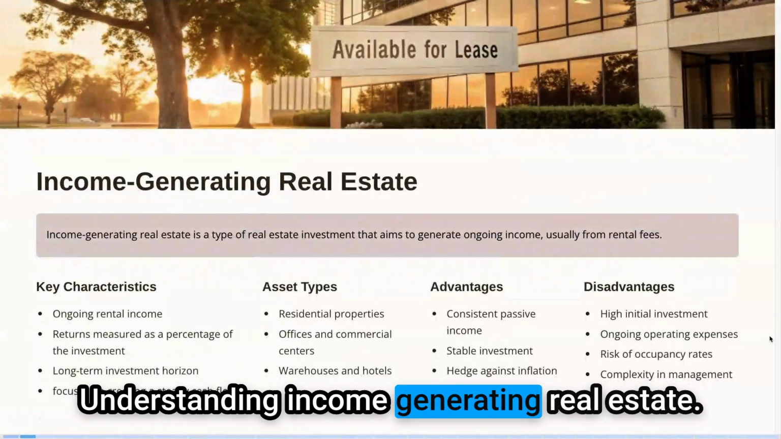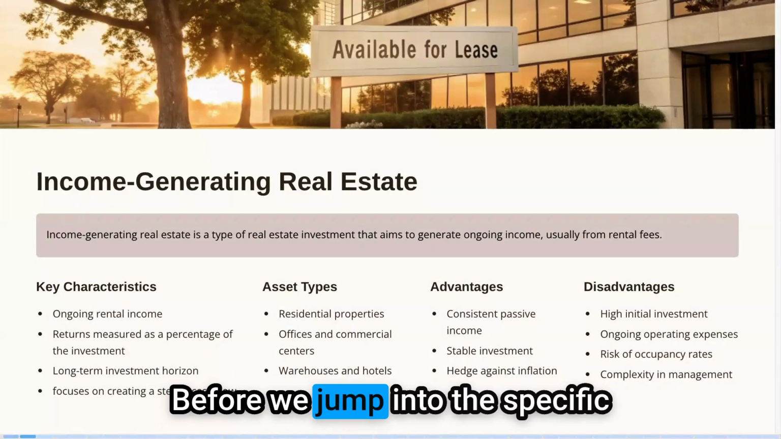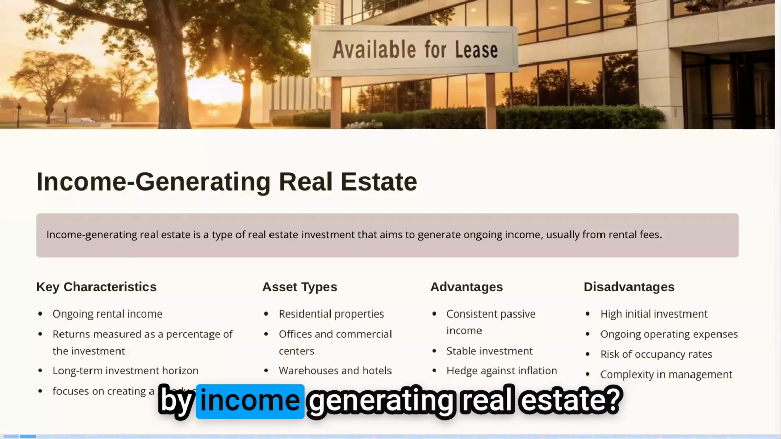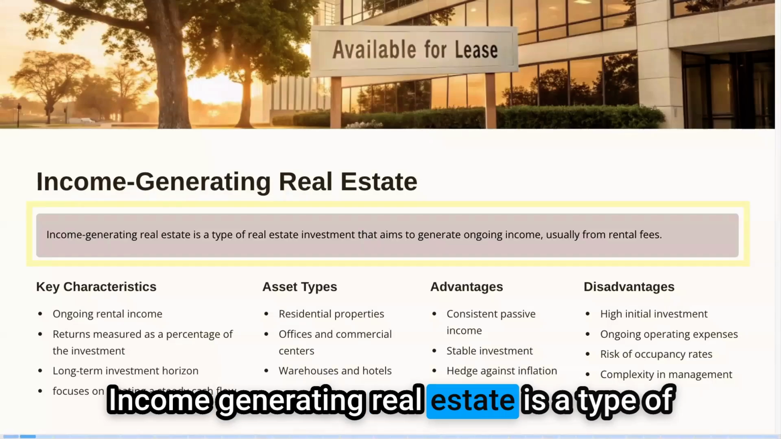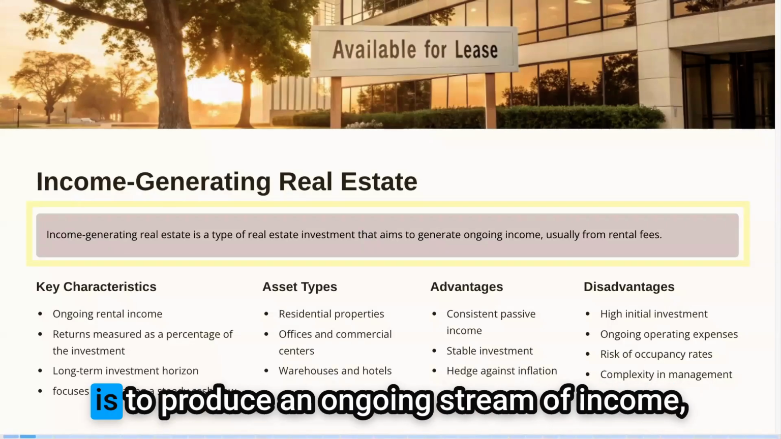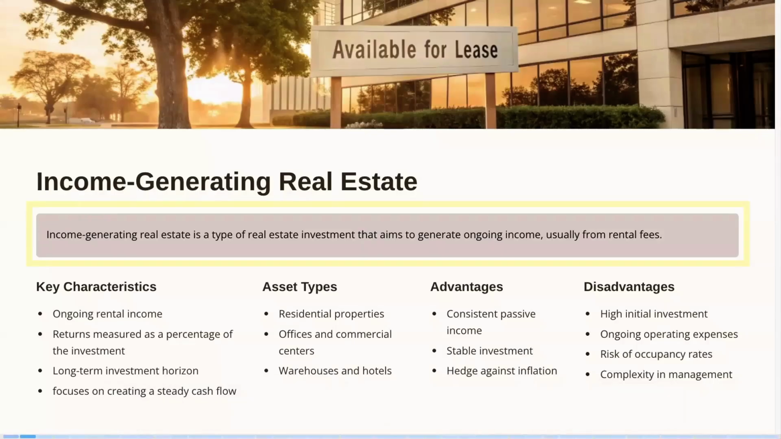Understanding income generating real estate. Before we jump into the specific metrics, what exactly do we mean by income generating real estate? Income generating real estate is a type of real estate investment where the main goal is to produce an ongoing stream of income, typically from rental fees paid by tenants.